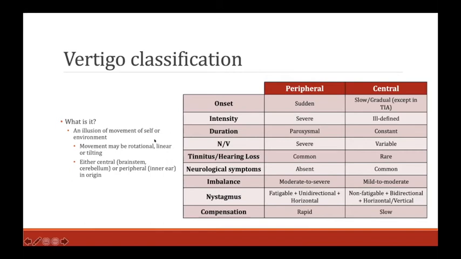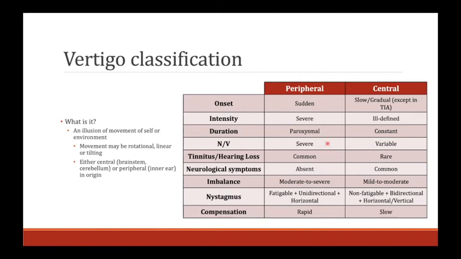Other things to really ascertain in the history are whether the vertigo is central, which means it originates from the brainstem or the cerebellum, or peripheral, which means it is actually originating from the inner ear. The way you do that is there are quite a few symptoms that differ between peripheral and central vertigo. So I've got a little table here in which you can see some of the marked differences.